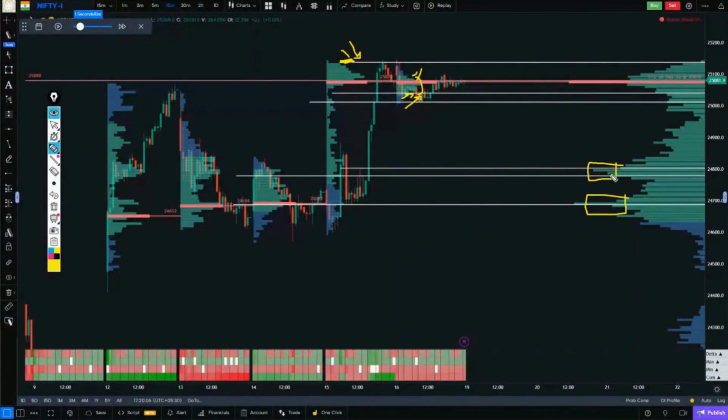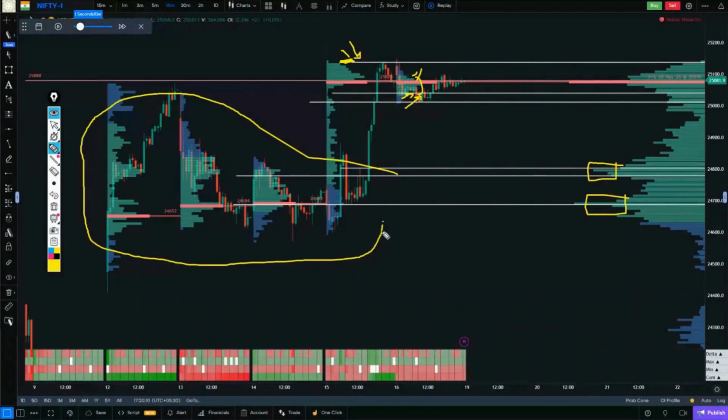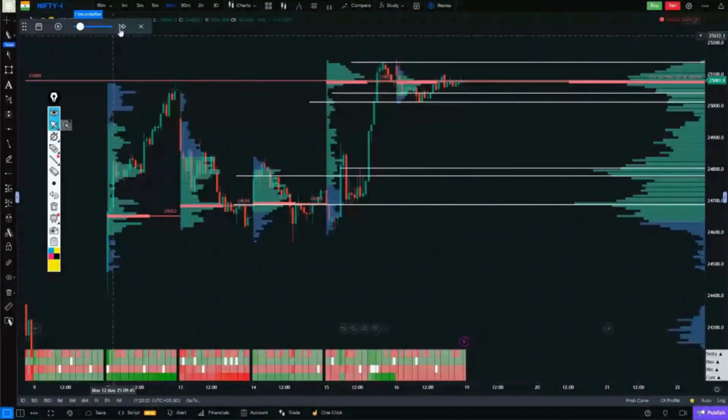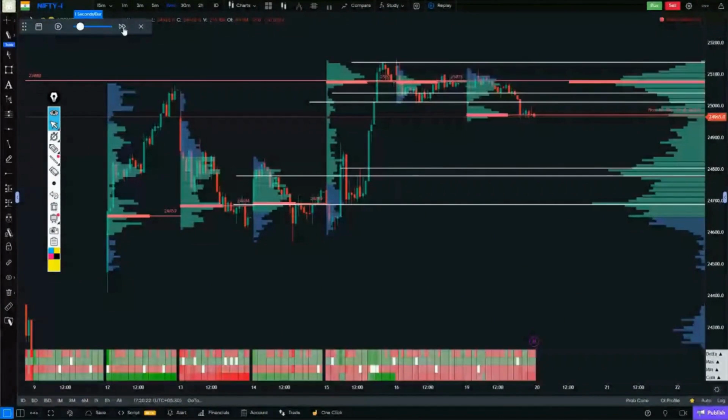Where did this level come from? Look, for the past 4 days, the market has given us these two nodes. The market movement over 4 days has created these two nodes for us. So this was about the volume profile, how and which level we identified.